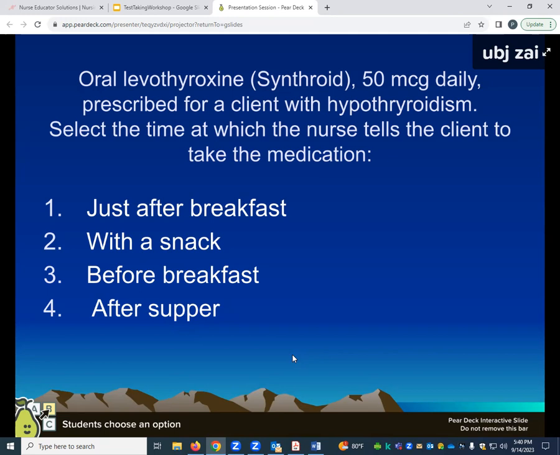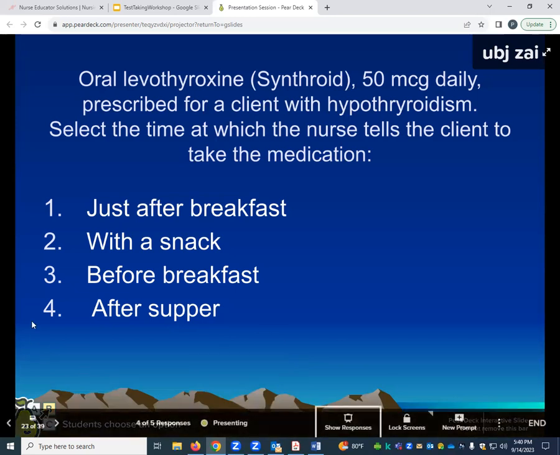So number 1 involves food, just after breakfast. Number 2 involves food. Number 4 involves food. So you've got food in your stomach. If you look, the only one that doesn't involve food in the stomach is before breakfast. So eliminate the ones that involve food, pick the one that doesn't. So 3 is your correct answer here.